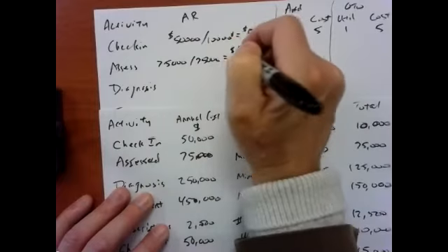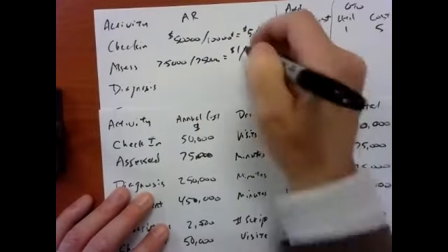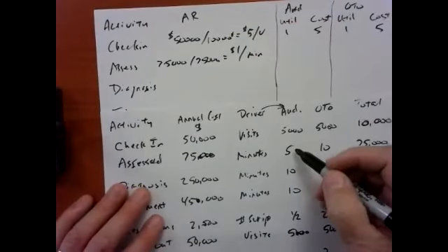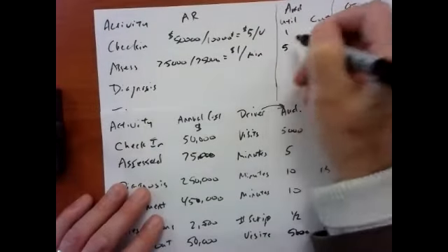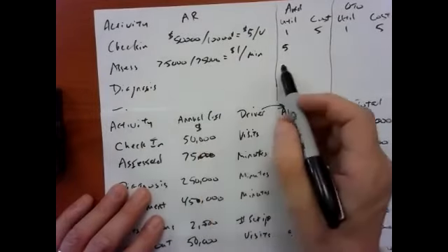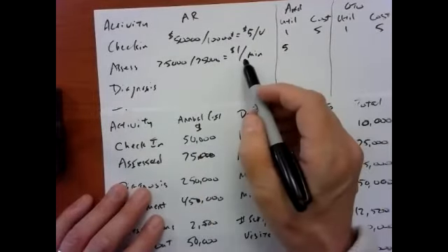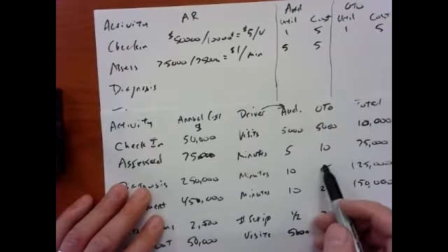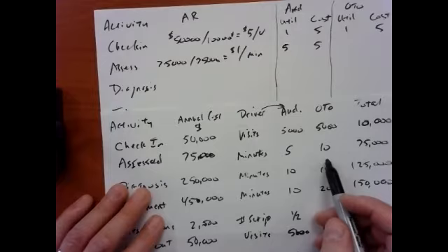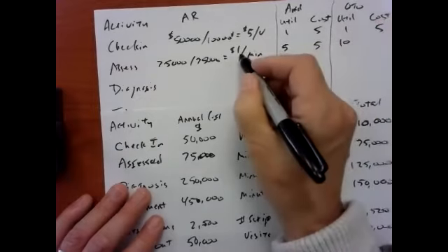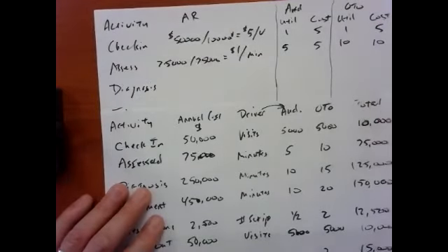So we get $1 per minute. The utilization for audiology was 5 minutes. So the cost of assessment for an audiology visit is 5 minutes times $1 per minute, or $5. The utilization for assessment is 10 minutes for otolaryngology. So that's 10 times $1 per minute gives us 10.